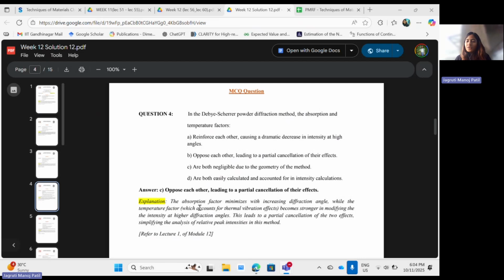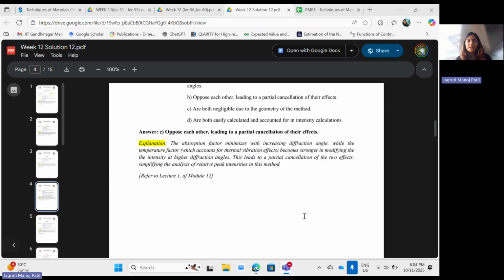Because of temperature, you see those thermal vibration effects. Those will become stronger in modifying the intensities at higher diffraction angles. But this leads to a partial cancellation of the two effects, simplifying the analysis of the relative peak intensities here.